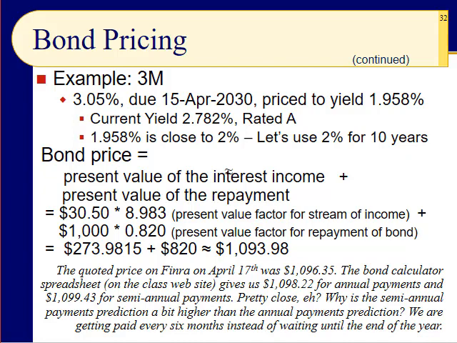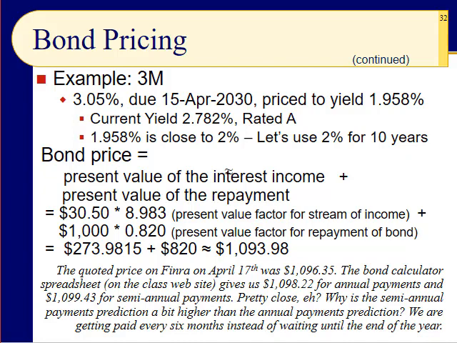So if you remember the current yield, on April 17th it was selling for $1,096. It's not actually paying us the coupon rate, the nominal rate. Remember, nominal rate and coupon rate mean the same thing. This is a 3.05% bond that's paying us $30.50, or $15.25 twice a year. Because we had to pay $1,096, currently we're really only getting 2.782%. But it's priced to yield 1.958.